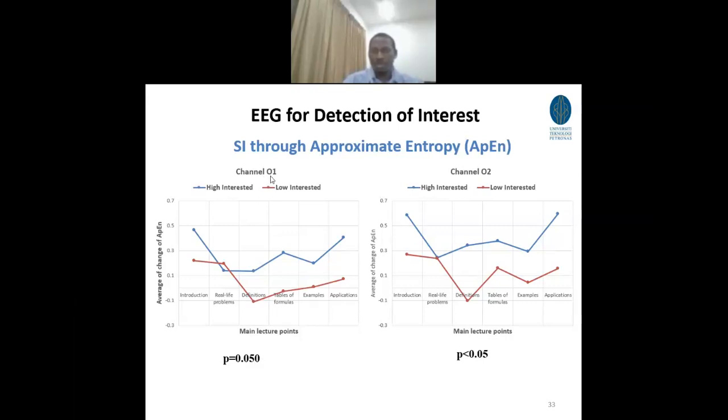Okay, so this is just in the occipital. Occipital means towards the back, where actually the visual is situated, which we could understand because when you are learning, the visual will be activated. And for channel O2, it's about the same, slightly less than 0.05. So if we set 0.05 or 95% confidence, we could say it could be a potential candidate to be used as a feature for the next stage, which is doing the classification. That means, can we differentiate the two groups by using this approximate entropy?